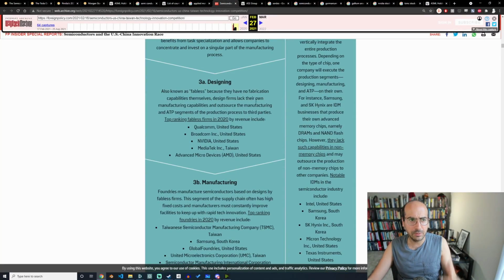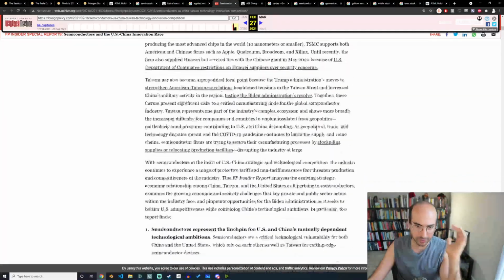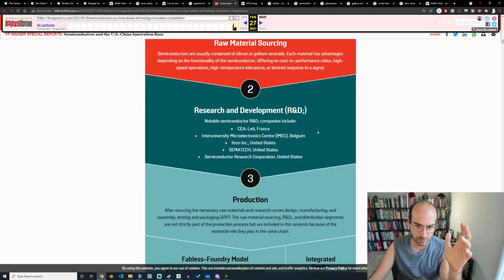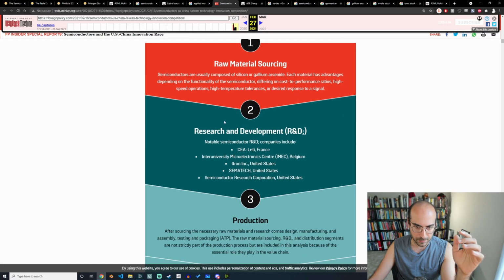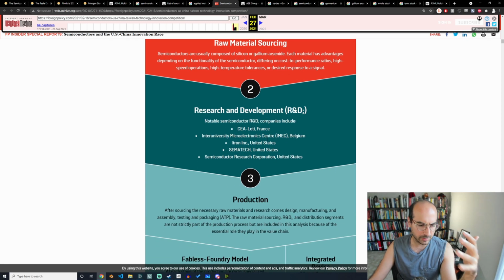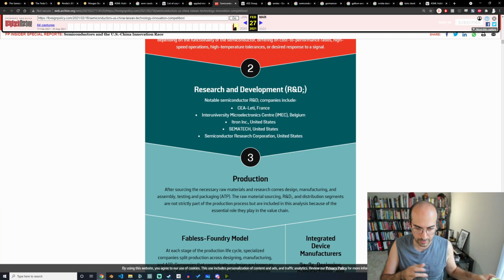So there's this article I really loved. It's by this website called Foreign Policy. I'd never heard of it, but it gives you a good visualization of the whole space, right? It talks about the raw material sourcing. Then you have R&D, basically people that come up with interesting technologies for how to build semiconductors. The researchers could be academics as well, and it could also be companies that license their IP.